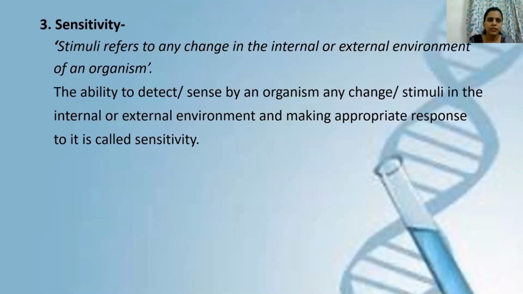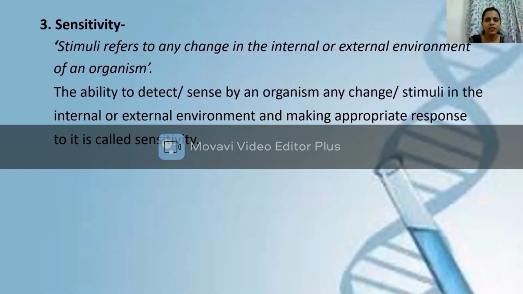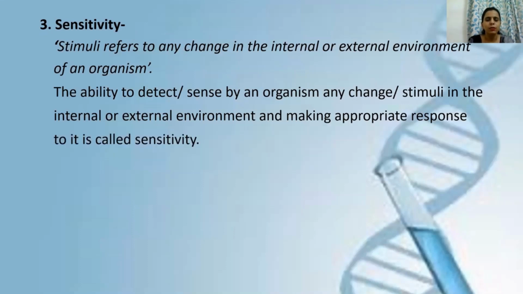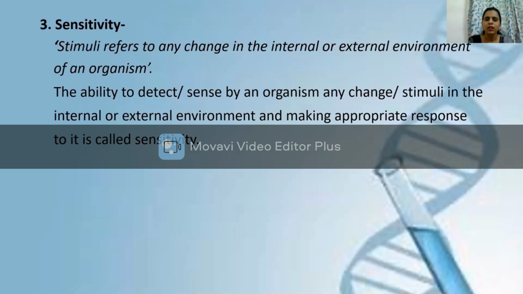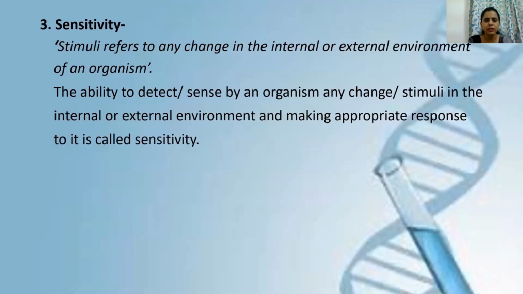Third characteristic is sensitivity. Before you understand sensitivity, you should understand the meaning of stimuli. So any change which occurs in the internal or external environment of any organism is known as stimuli. For example, you enter inside a room and you feel it's very hot. So you switch on AC. For example, you have switched on AC at 20 degrees Celsius temperature. So after a few minutes, what will happen? The air present in the room will get cool. And when there is this change in the temperature of room from hot to cold, you can easily sense that. You can easily feel that change, isn't it? So this change in the temperature of air around you in the room is actually known as stimuli.